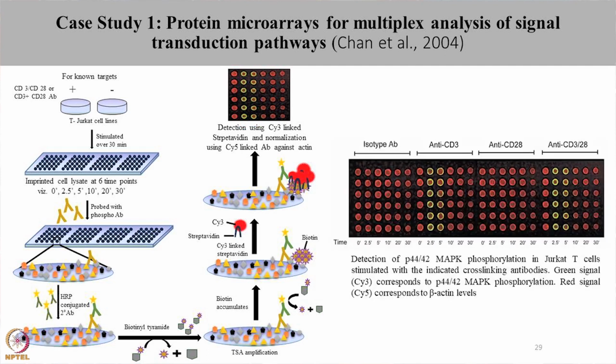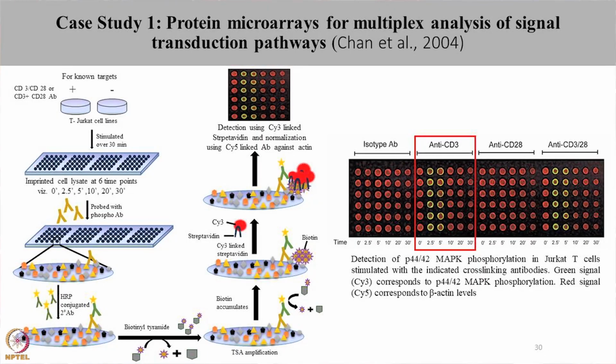This is one of the sub-arrays where the phosphorylation of MAPK was studied. The cells were treated with isotype antibodies which acted as control. The cells were treated with CD3 antibody, CD28 antibody and CD3 and CD28 antibody in combination.